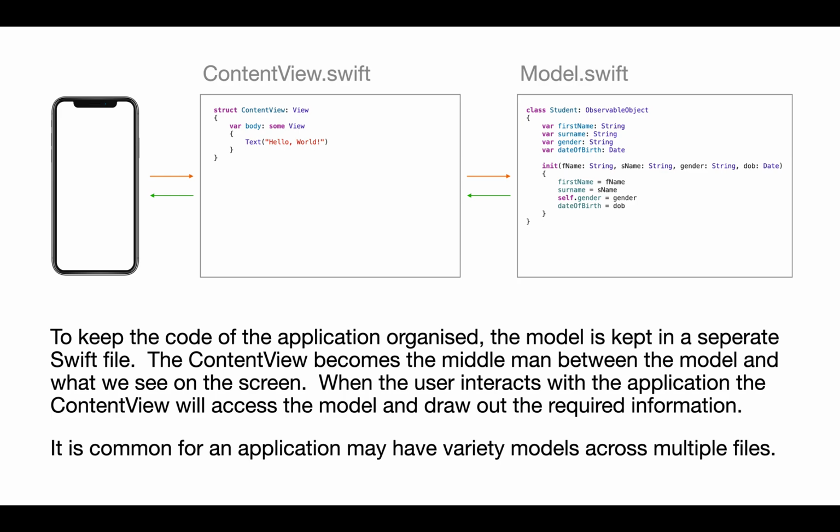So the model is essentially a separate file. We don't have to put it inside of our content view. As long as we make it inside the project, inside our Xcode project, we're able to use the model inside of our content view. So the content view becomes a bit of a middleman between what the person sees on the screen and the data that's in the back end. So the content view can call upon the model and ask for the template and ask for those functions.